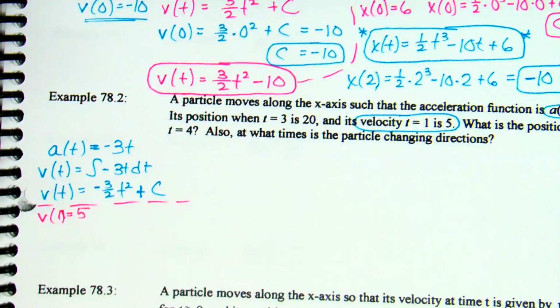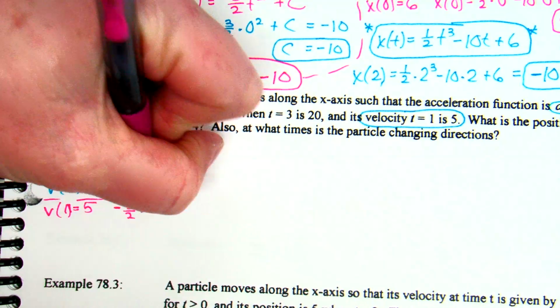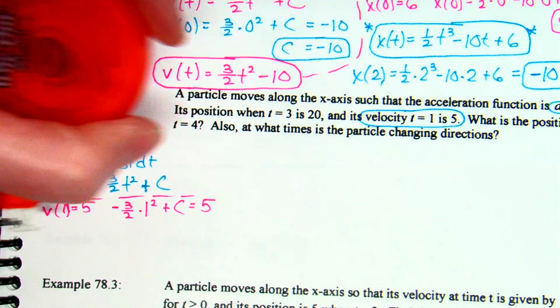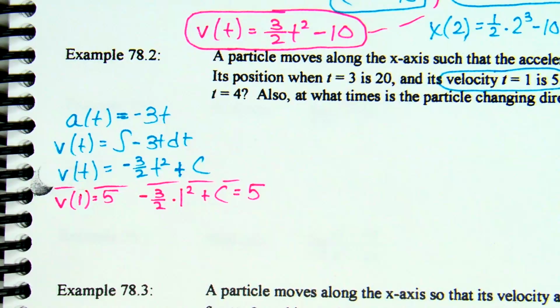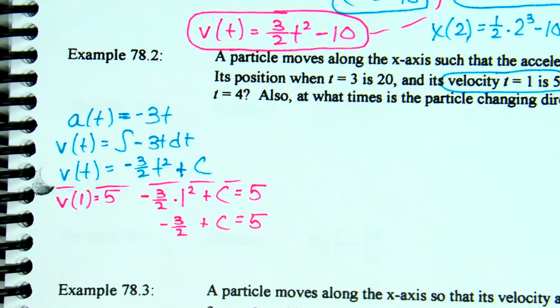So if we plug this in, it's negative 3/2 times 1 squared plus c equals 5. What does that say? V of 1. I kind of goofed and I didn't bother to fix it. There, that looks better. It's a little late now, but you know. Okay, so negative 3/2 times 1 squared is negative 3/2 plus c equals 5. And that's my point, that we don't know c, we actually have to find it, right?